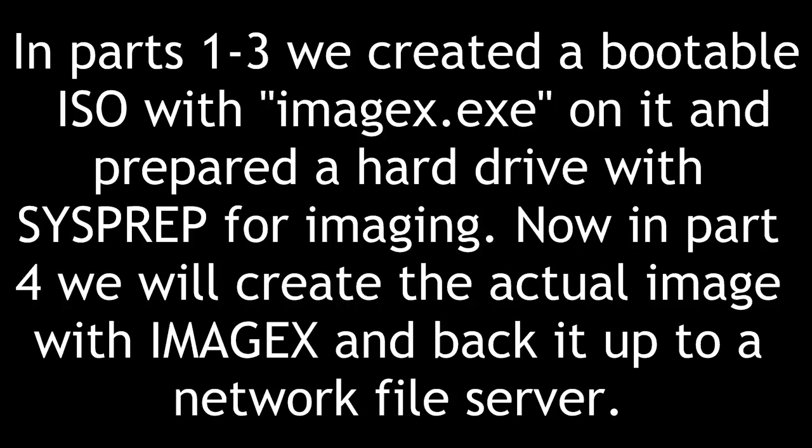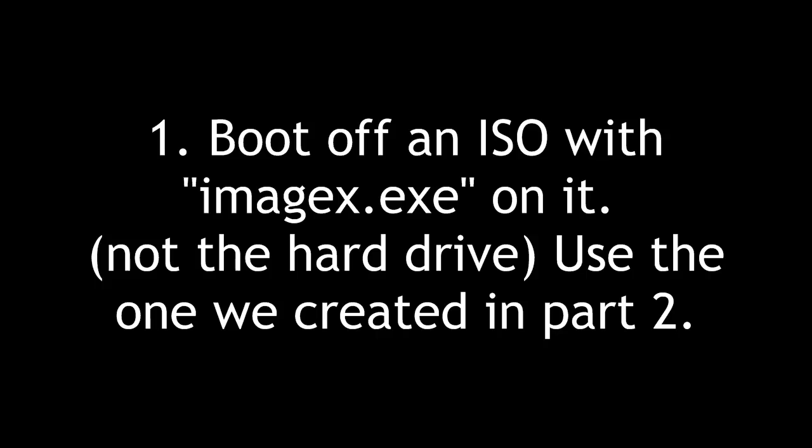In parts 1 through 3, we created a bootable ISO with imagex.exe on it and prepared a hard drive with sysprep for imaging. Now in part 4, we will create the actual image with imagex and back it up to a network file server. Step 1: Boot off an ISO with imagex.exe on it, not the hard drive. Use the one we created in part 2.